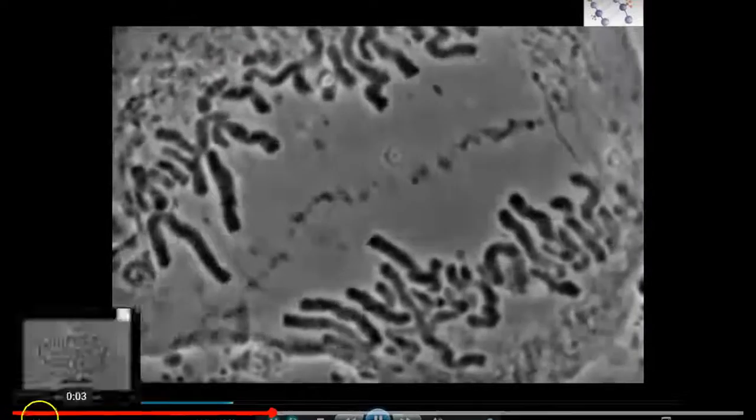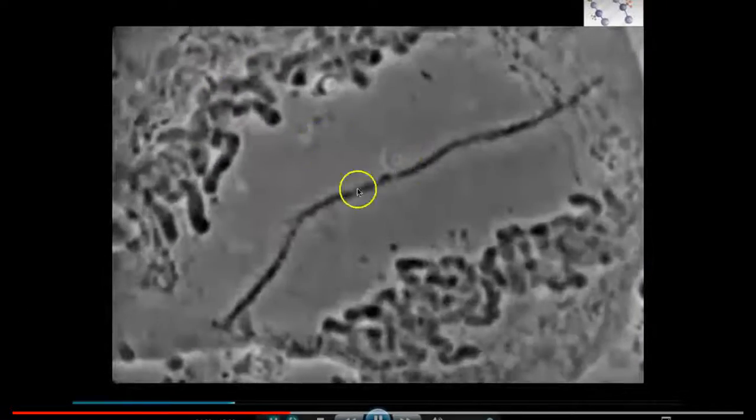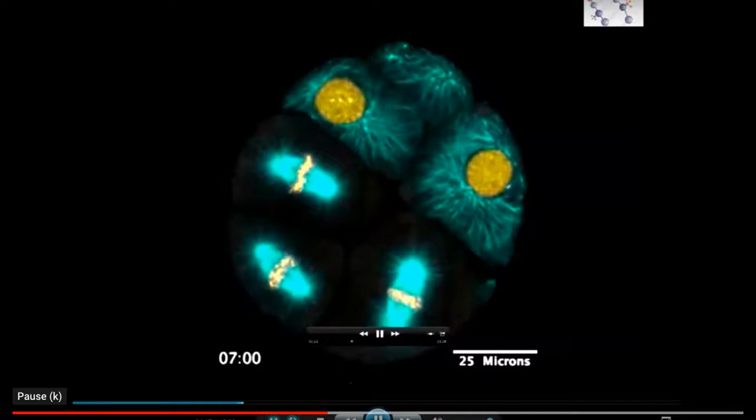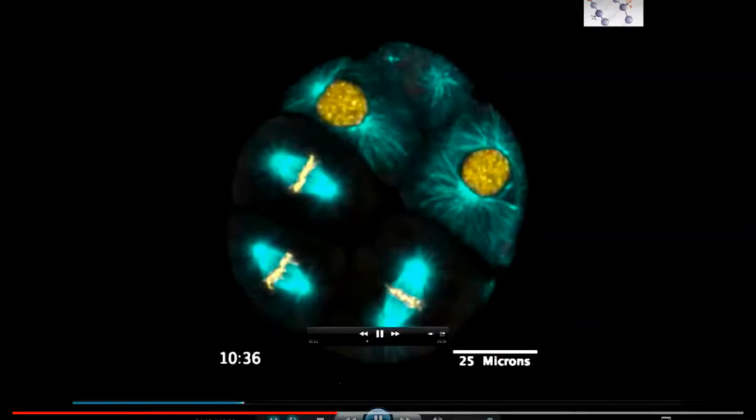Here you're seeing it split off and go to its corners over here, and then you have your cytokinesis happening as it splits off and makes two different cells. So we're going to go back.